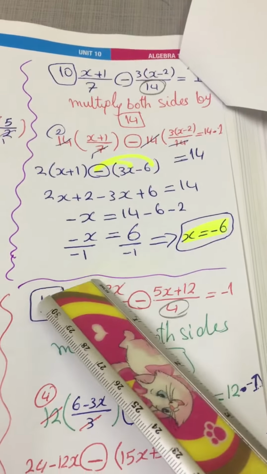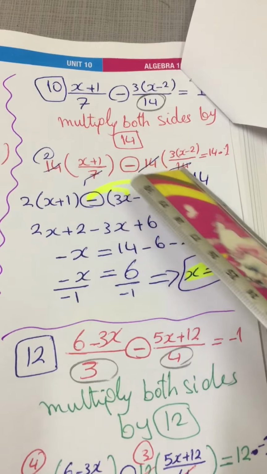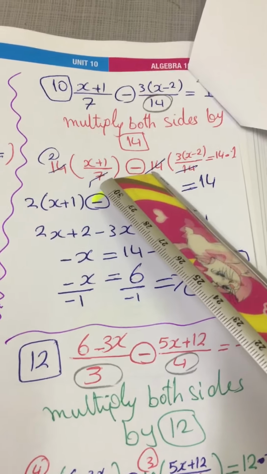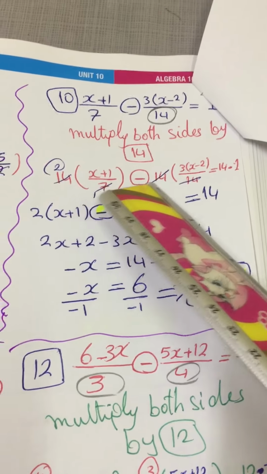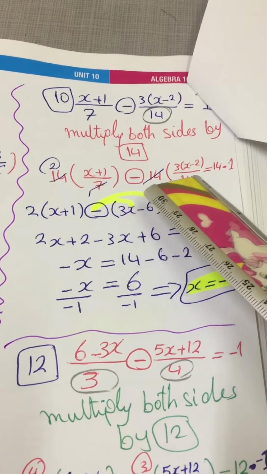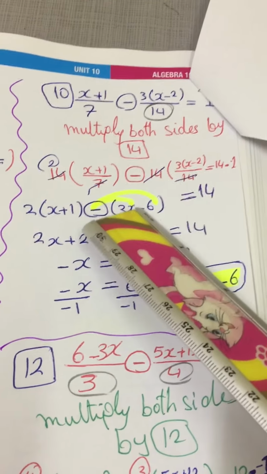Please take care of this sign. In the beginning, we cancel the 14 with 14. What's left here? 1. 1 before it negative, so I have negative 1. I start to distribute 3 by the brackets like this.